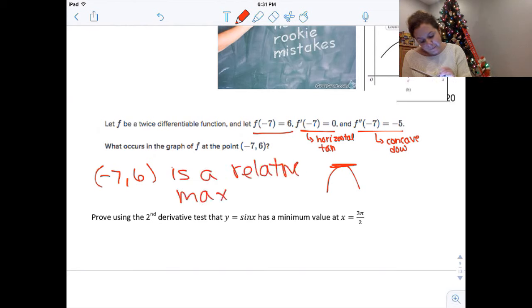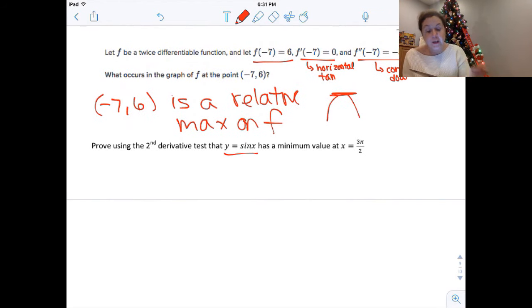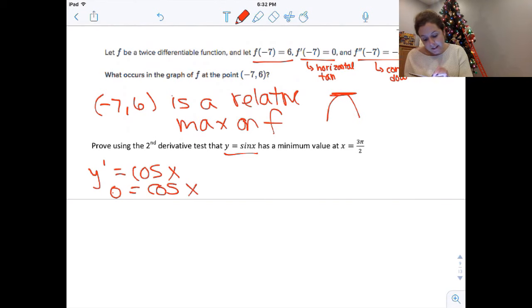Now, if it actually said to use the second derivative test, here's what I would do. This is my first function, that's y. So y prime is cos of x, right? And we need to know where cos equals 0. So 0 equals cos x at, let's see, think about our unit circle. So cos is the x value, so at pi over 2 and at 3 pi over 2.